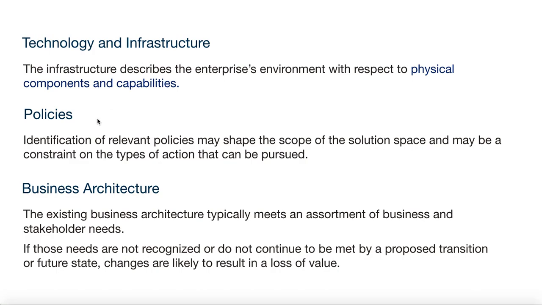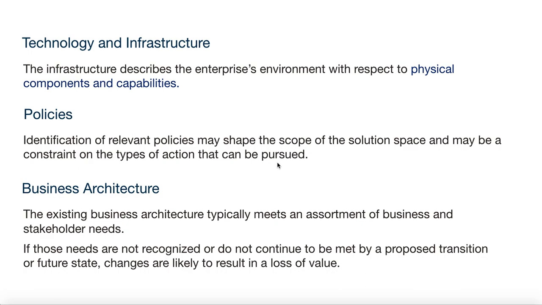The next one is policies, which is very straightforward. It's the identification of any relevant policies that may shape the scope of the solution space, and it may be a constraint on the types of action that can be pursued. A policy can support a change, or because of a policy, the scope of that change might be constrained and limited. So you need to even look at whether there are existing policies.